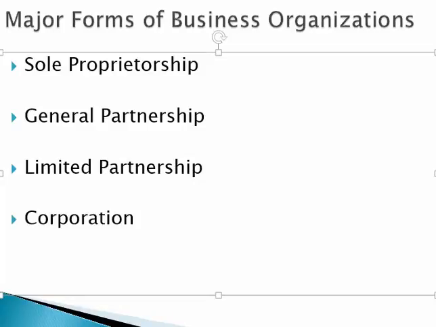Sole proprietor, general partnership, limited partnership, and corporation. So the major forms that we're going to look at. And then finally, we also have a bunch of slides on franchises. So franchises are very important.